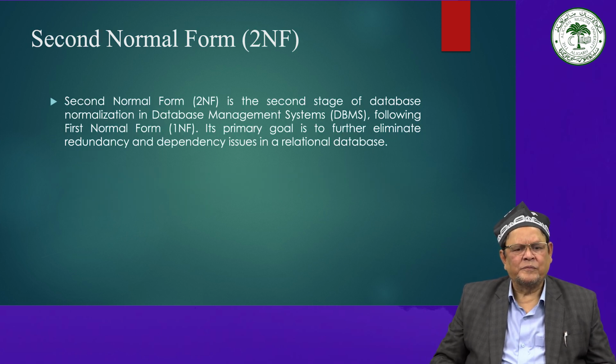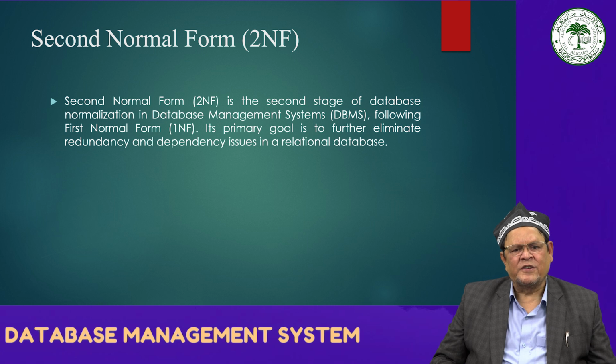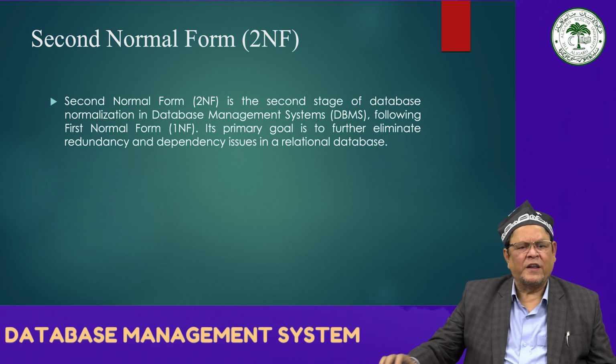Second normal form. Second normal form is the second stage of database normalization in database management systems. Following first normal form, its primary goal is to further eliminate redundancy and dependency issues in the relational database. In 2NF, a table must meet the following criteria.